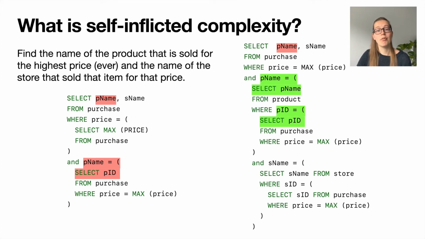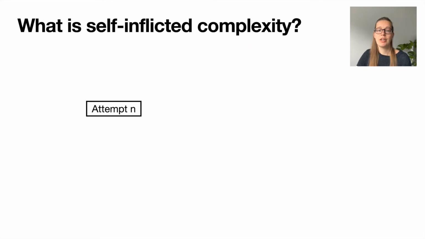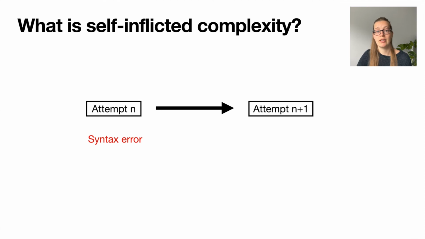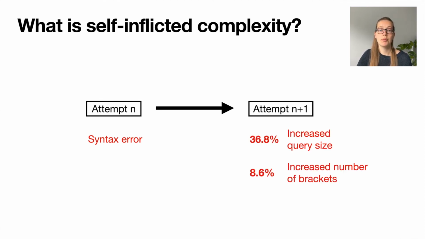This behavior of increasing the complexity of the query without addressing the issues of the query is what we call self-inflicted complexity. To quantify this further, suppose a participant wrote a query with a syntax error. Then in 36.8% of subsequent attempts, the query size increased. For brackets, an important domain-specific complexity metric for SQL, the number increased in 8.6% of attempts after an error.